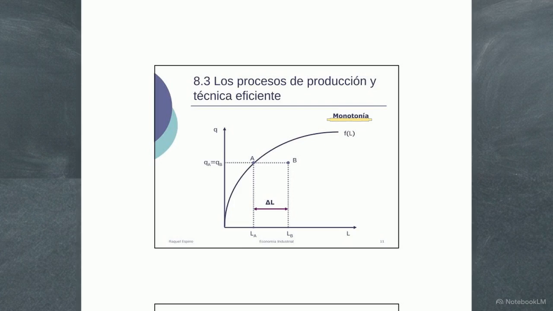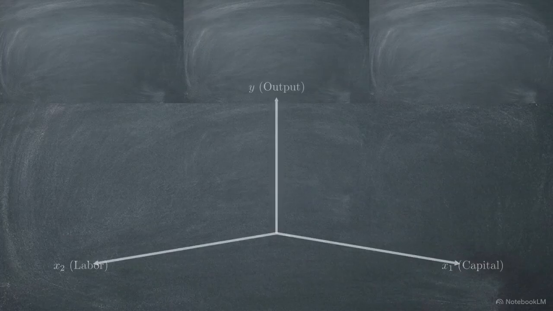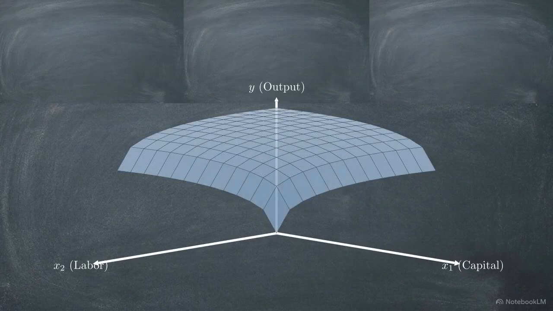This graph illustrates the axiom of monotonicity, or free disposal. Notice that the curve tracking output, f of L, never turns downward. Injecting excess input into a system will never decrease the total output, because a firm can simply discard the excess without penalty. On our three-dimensional production surface, this means moving strictly outward along either the capital or labor axis will never result in a drop in altitude.